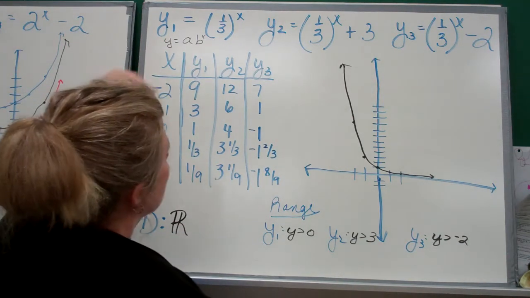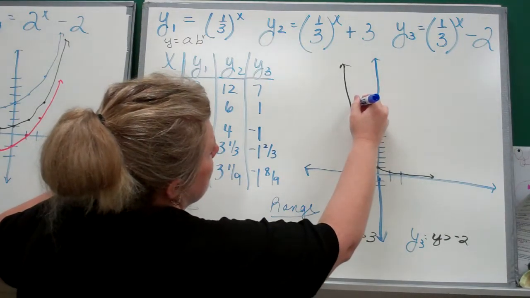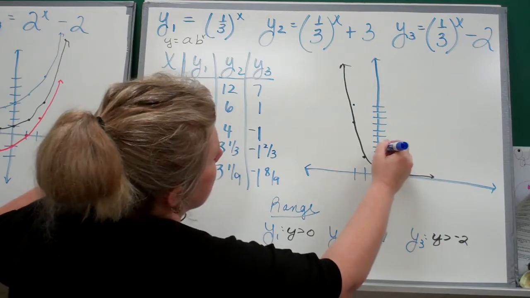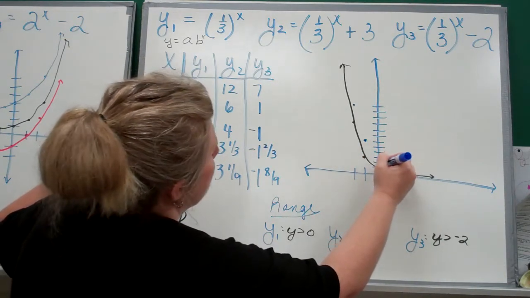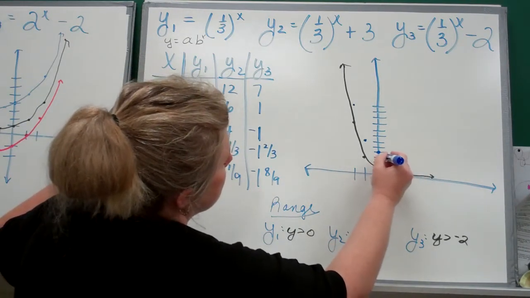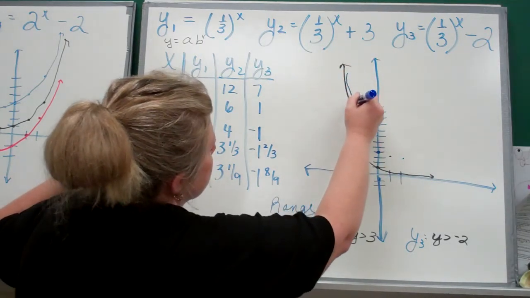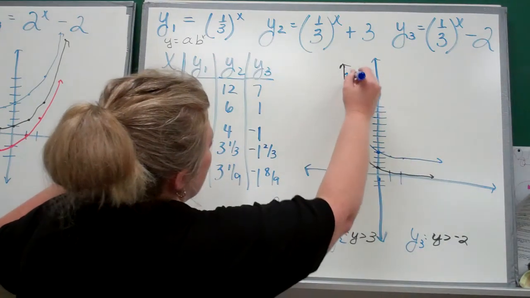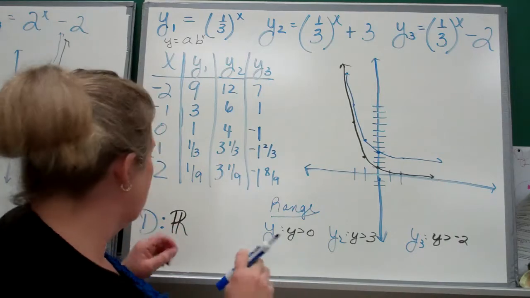Y2, here we're just adding 3 to each one, so 12, and 6, 4, 3 1/3, 3 1/9. Okay, the horizontal asymptote changes. These have a horizontal asymptote.